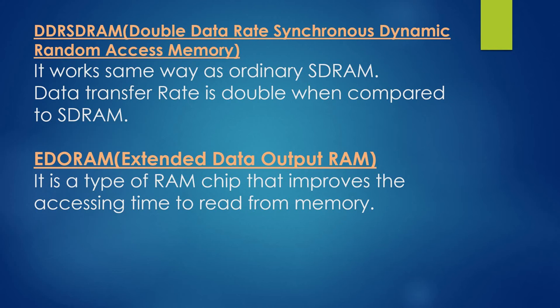Then EDO RAM, that is extended data output RAM. It is a type of RAM chip that improves the access time to read from the memory. That is, if you are using EDO RAM, you can easily read the data from the memory.